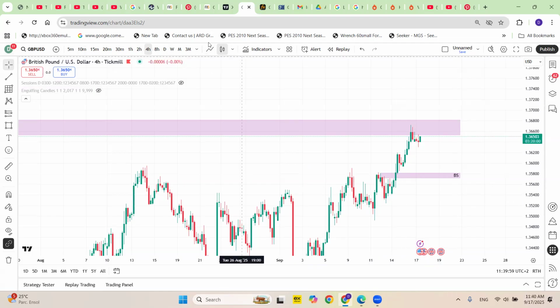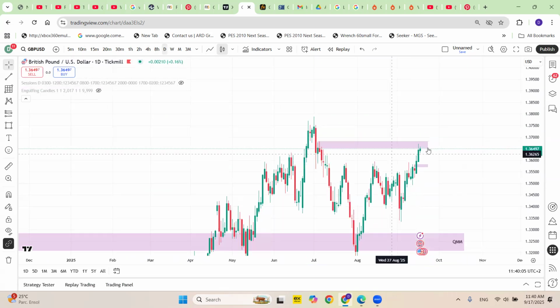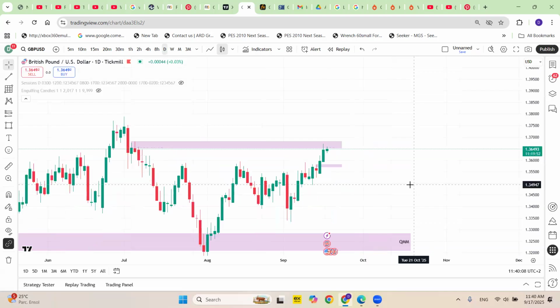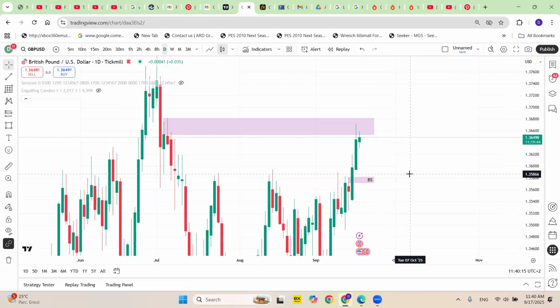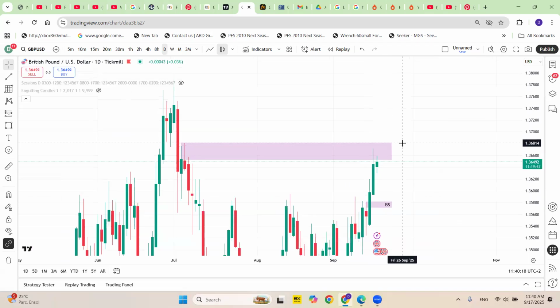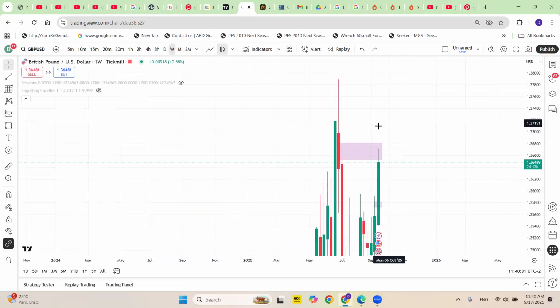I'm expecting some reaction here, so that price can come to this blind spot. Otherwise, I'll wait for the price to break this zone, this resistance area, and then look for setups to buy. Also, the market can create a little retracement on the daily and then break the zone to the upside.